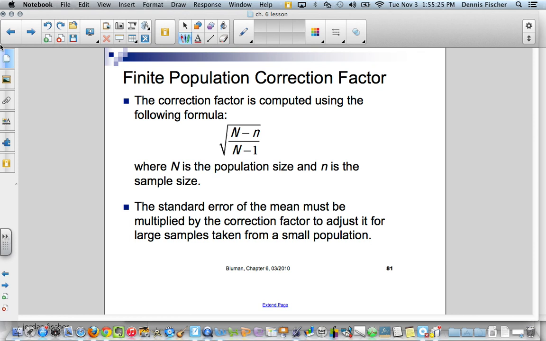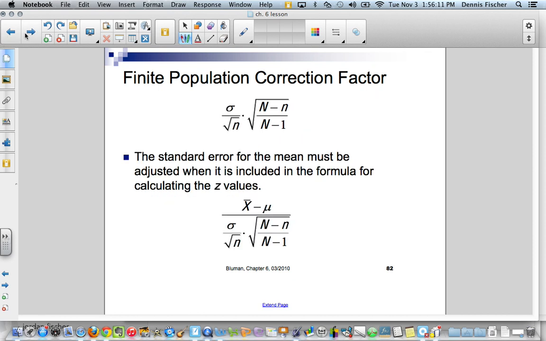The correction factor is computed using the following formula: the square root of capital N minus small n over capital N minus 1, where capital N is the population size and small n is the sample size. So we know how big our population is. Another way I look at this: if you notice the previous samples, it didn't tell us the population size. It just gave the sample size. Usually if it starts getting into population size and sample size, we're going to have this correction. The replacement is not key. The standard error of the mean must be multiplied by the correction factor to adjust for the large samples taken from a small population.